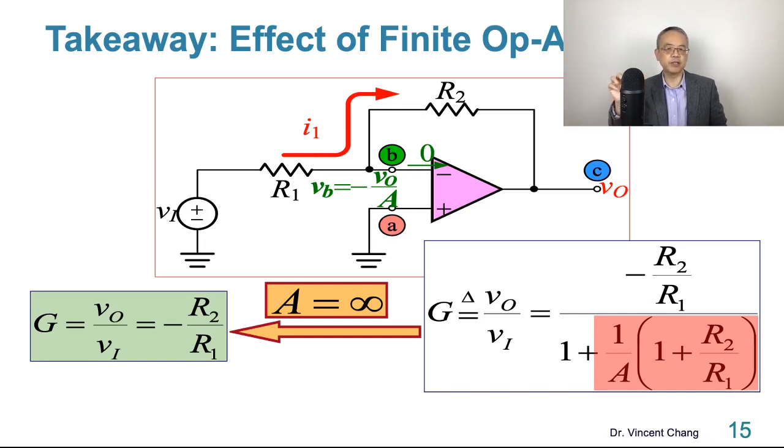Again, the purpose of this lecture is to investigate the effect of finite open loop gain A on the closed loop inverting amplifier configuration. And the effect is the red error term.